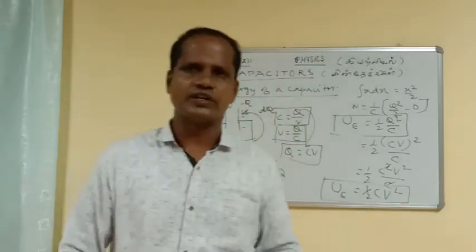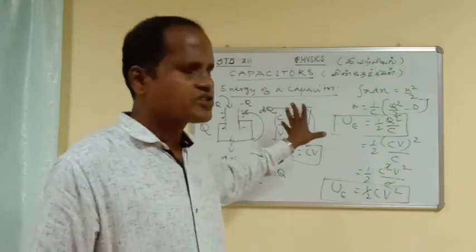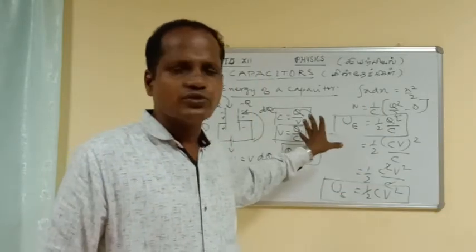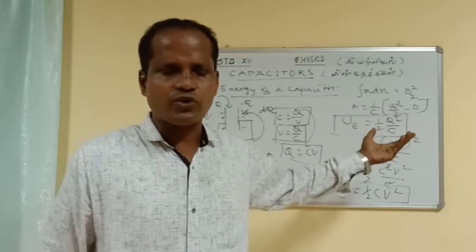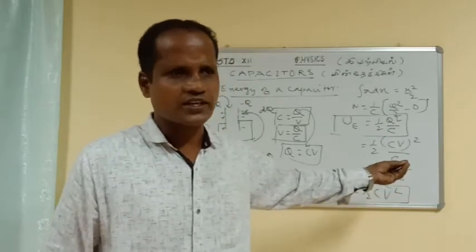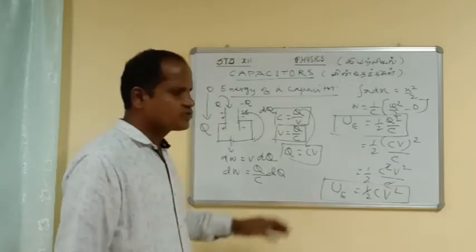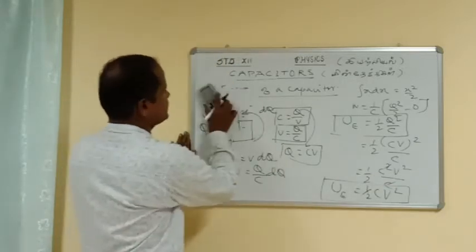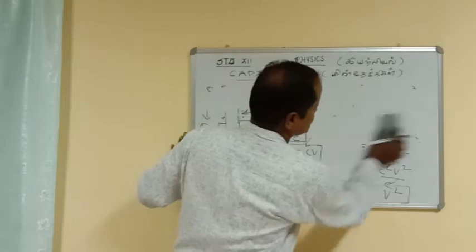So this is a very important formula, and the derivation also. We can have a 3 mark question or 5 mark question. Based on this formula, you can have sums, or choose the correct answer type questions. Okay. So next we are going to see capacitors connected in series and parallel.